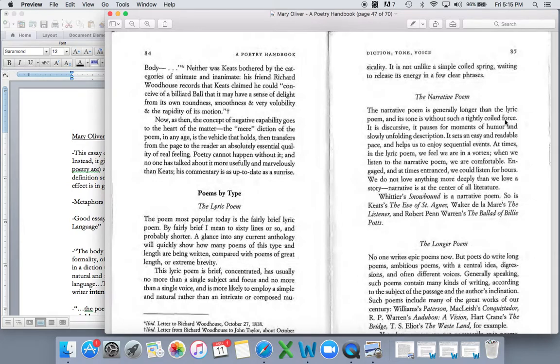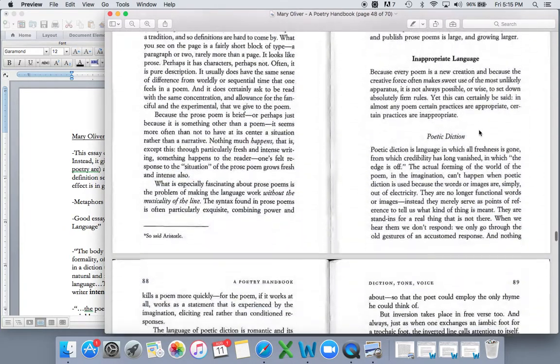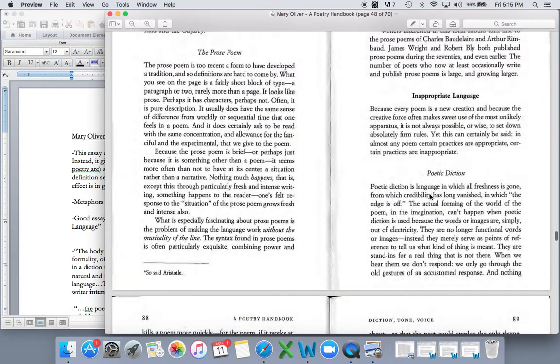But later on, 87, when she's talking about poetic diction, and this is in the inappropriate language section, she says, the actual forming of the world of the poem in the imagination can't happen when poetic diction is used because the words or images are simply out of electricity.